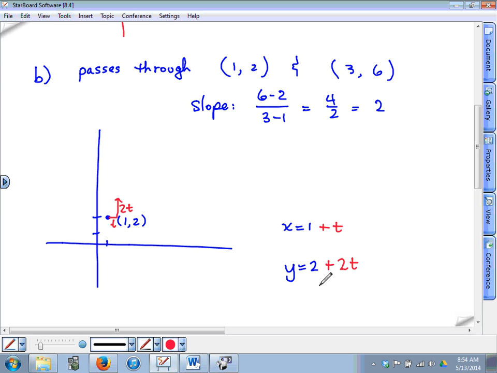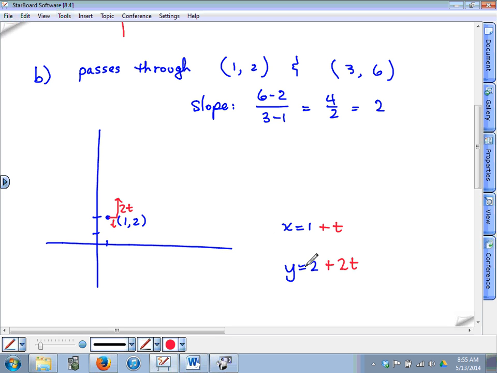Now, if you started with the other point and used the same slope, would you get the same exact parametric equations? No, they wouldn't look the same, but they would still describe a point moving along the same path. It just starts in a different spot. Does that make sense? So these answers need not be unique, but they do need to describe the same path.